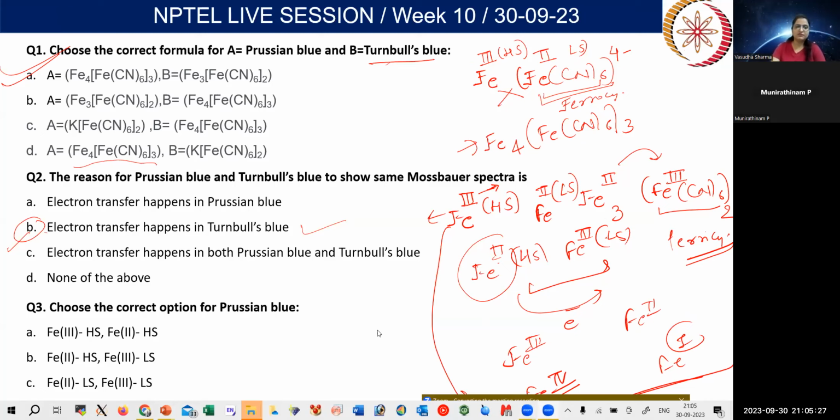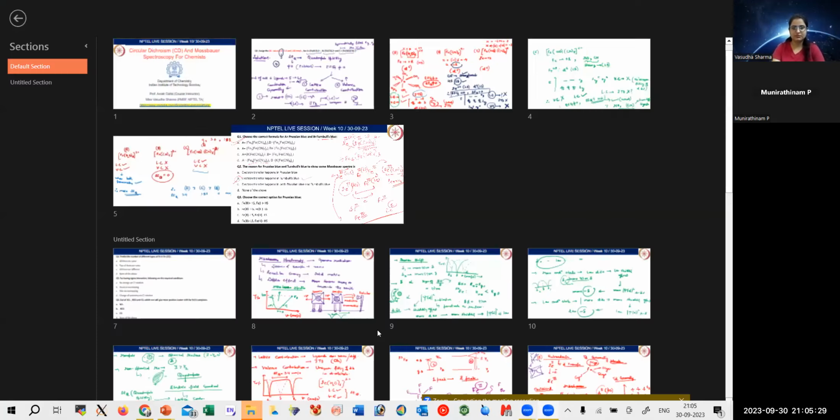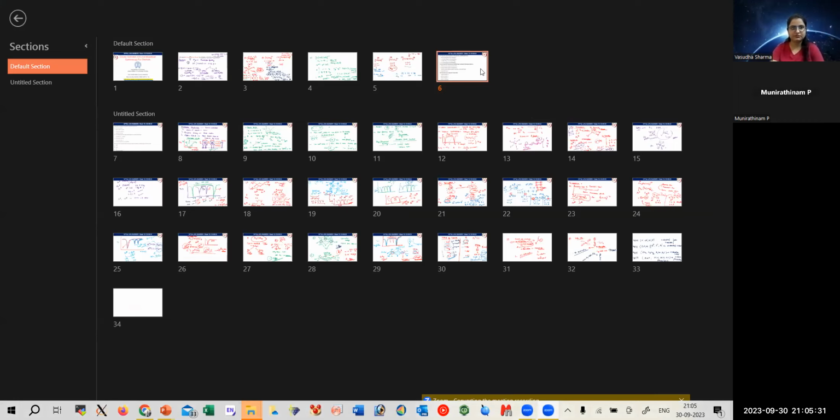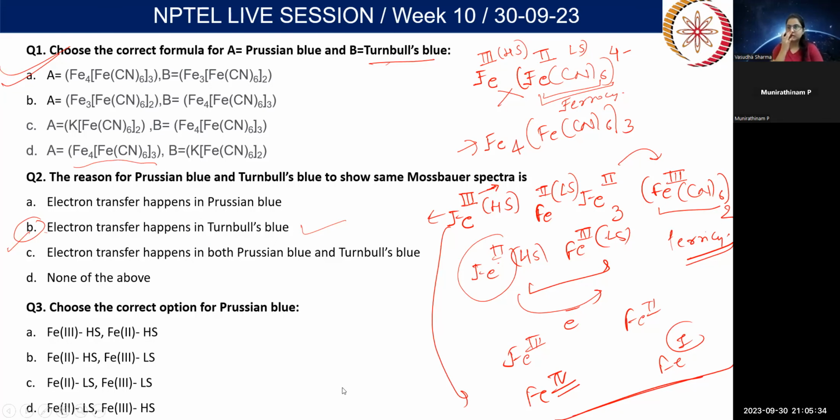So in case of Prussian blue, which one do you feel is existing correctly? Iron 3. So only the option says iron 3 and iron 2. Iron 3 exists as high spin or iron 2 exists as low spin. Which option is correct?